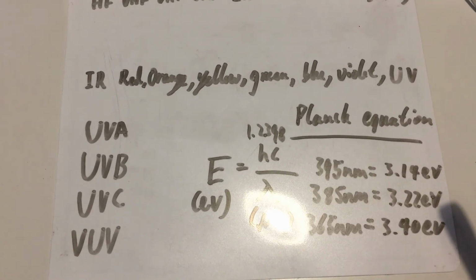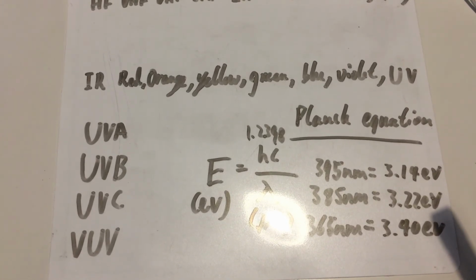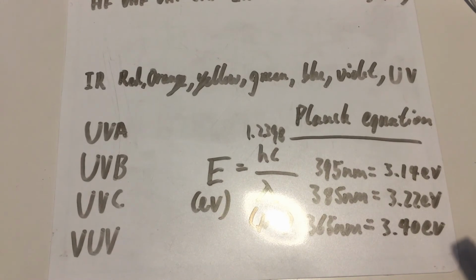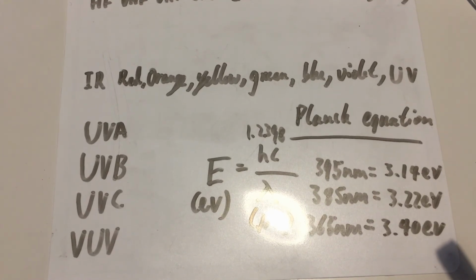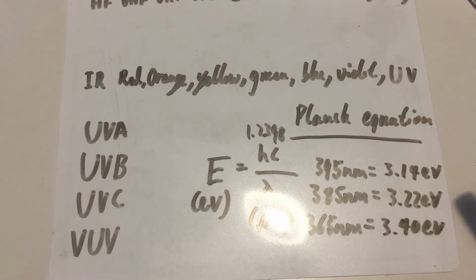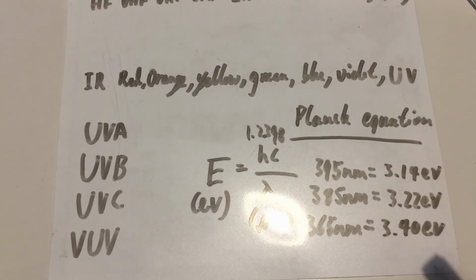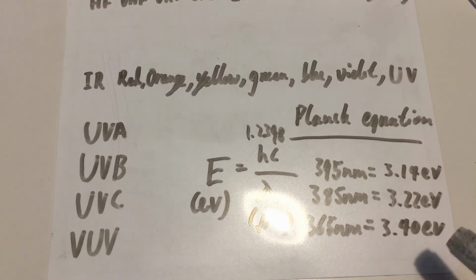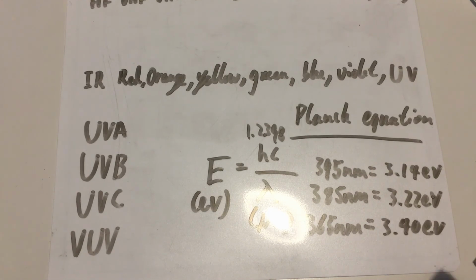In this video we are not going to be talking about the potassium phosphate crystal dividing photons up to create entangled photons, which we won't be talking through in this video, but we'll be mainly looking through each of the UVs.